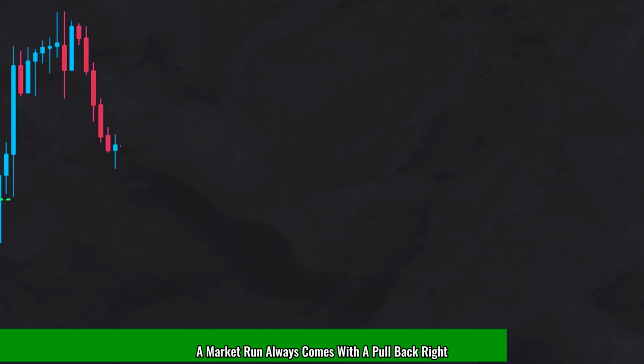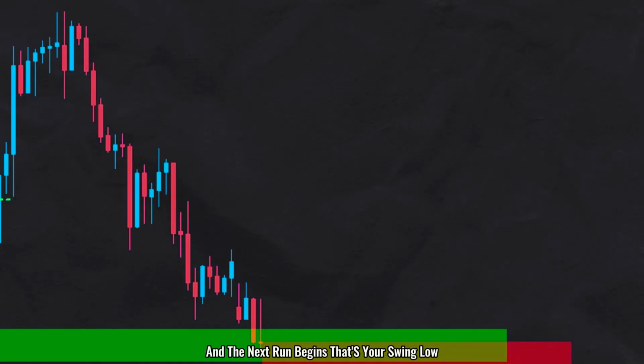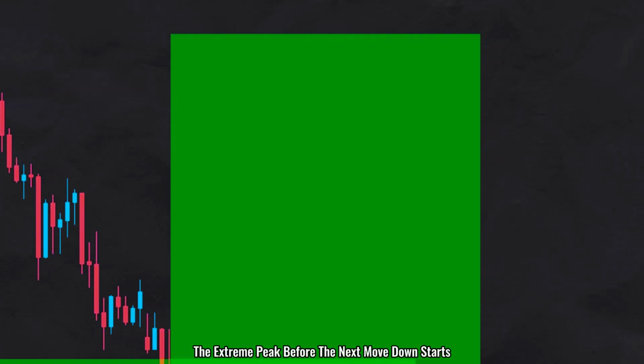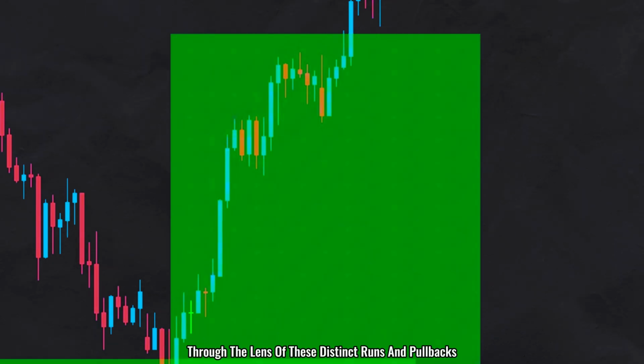A market run always comes with a pullback, right? The absolute lowest point before a pullback ends and the next run begins, that's your swing low. Conversely, the extreme peak before the next move down starts is your swing high. A trend line simply connects these peaks and valleys, but it is absolutely crucial that you look at the market through the lens of these distinct runs and pullbacks.